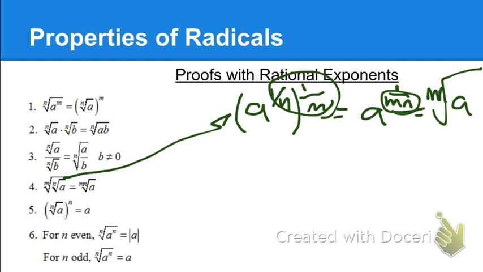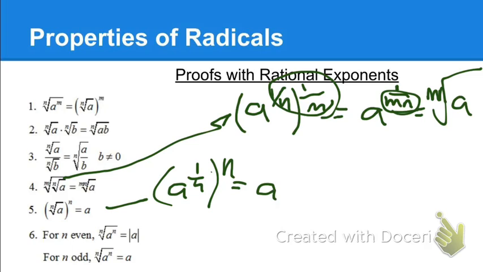Alright, here, if you had, say, a to the 1 over n power to the nth power, if you multiplied these two together, because it's a power of a power, you'd get a to the n over n power, and we know n over n is just 1, and you just get a. Alright, and the last two we talked about when you use absolute values in the last video, so no need to go over that again.